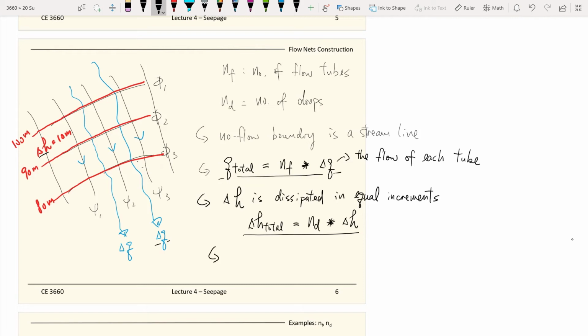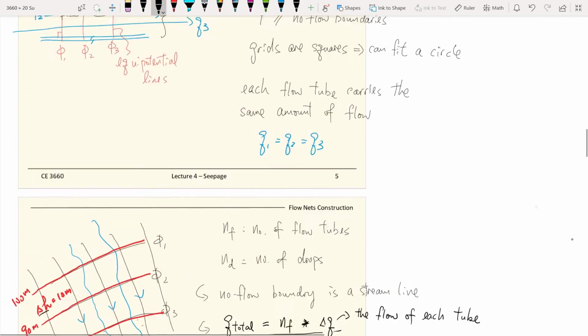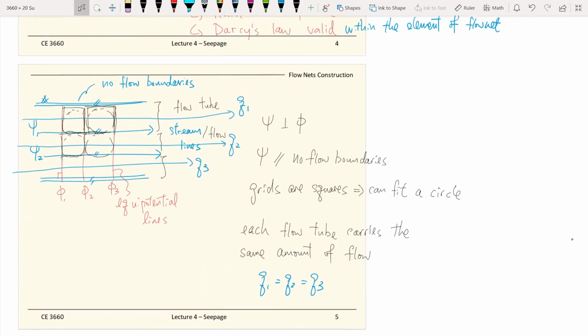Another rule of thumb is that when you construct those flow nets, it's always good to start with drawing the flow lines first, and you keep the number of flow lines around 2 to 5. So those are some basic guidelines on how to construct a flow net.